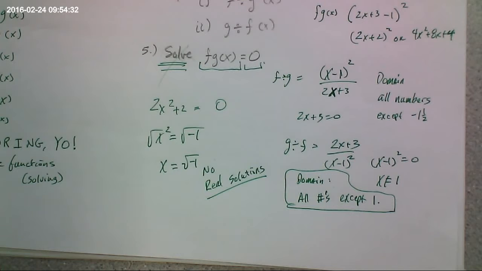I think you did it wrong. You did it wrong. Yeah. Why? How'd you get 2x squared plus 2? It's (2x plus 2). You have to subtract. Oh, whoa.